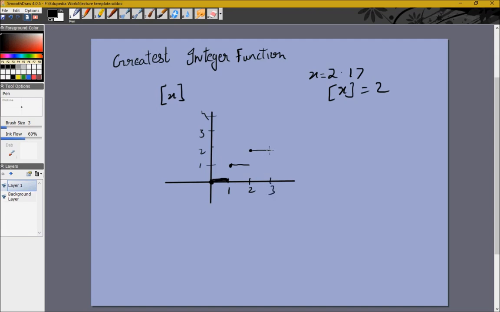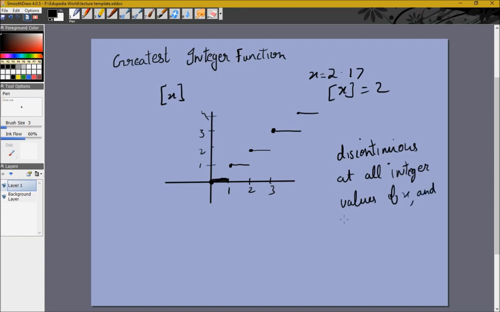This point towards the left is 2.99999. At that point, the greatest integer of x is 2, but at 3, the greatest integer of x is 3. And so this is how it goes. Then you'll have this. All of these are solid points because these are the values at 2, 3, and 4, not the less one. So we can see directly from the graph that the greatest integer function is discontinuous at all integer values and continuous everywhere else.